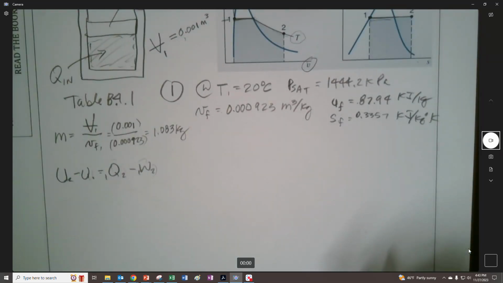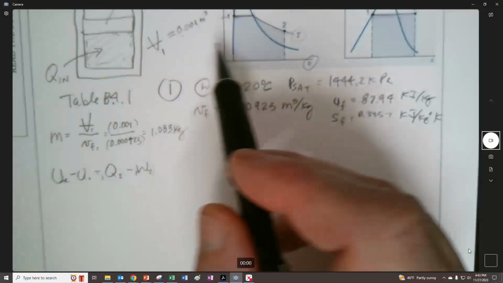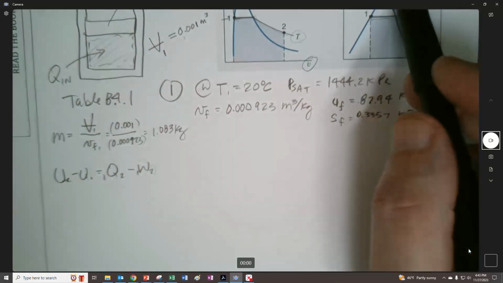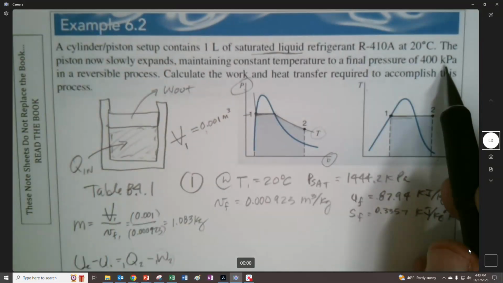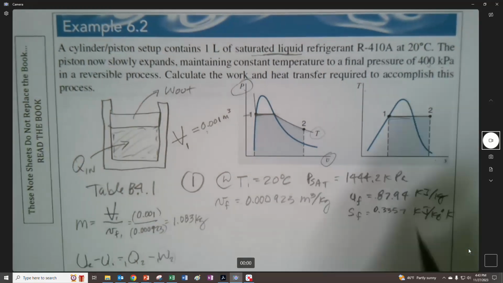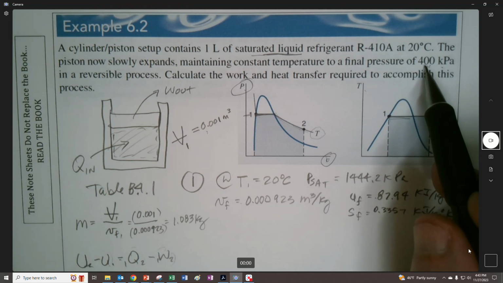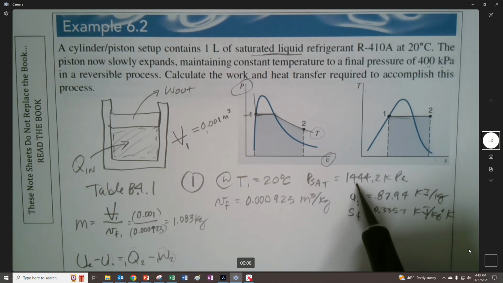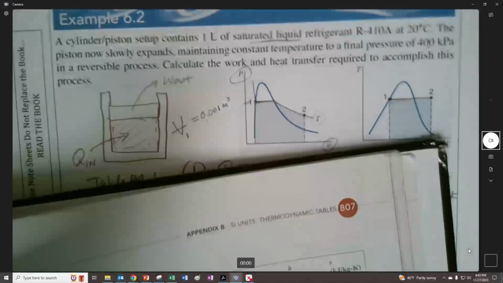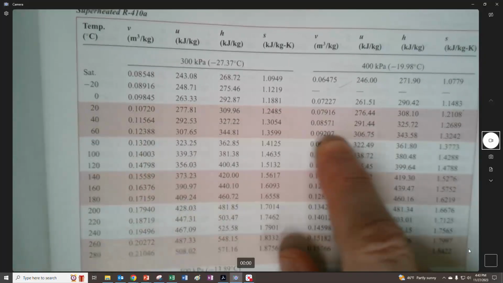All right, so we're going to come over to state 2, and it expands at a constant temperature to a final pressure of 400 kPa. So we want to find all this information at 400 kPa. Fortunately for us, that's going to be superheated, right? Well, we might have to check. Let's see if 20 degrees is available in the superheat at 400. That's one way we could approach it to find out. So 400 kPa, sure enough, 20 is in that range right there.